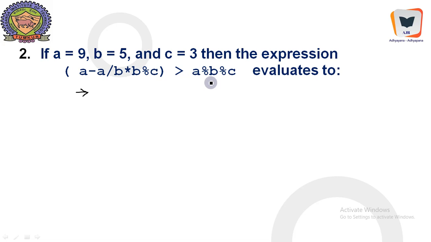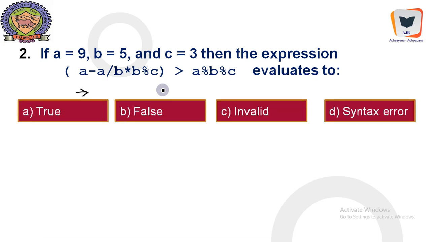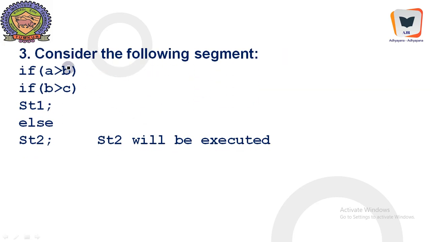7 is greater than A mod B. A mod B, here also the associativity is from left to right. A mod B is 9 mod 5. So 9 mod 5 is 4. 4 mod 3, because C equal to 3. 4 mod 3 is equal to 1. Therefore, 7 is greater than 1. Therefore, it has to evaluate to true. True is the answer.